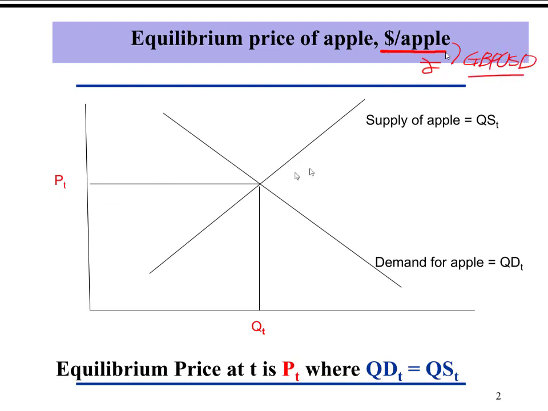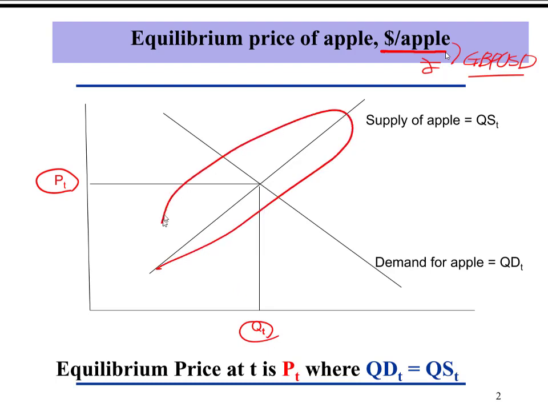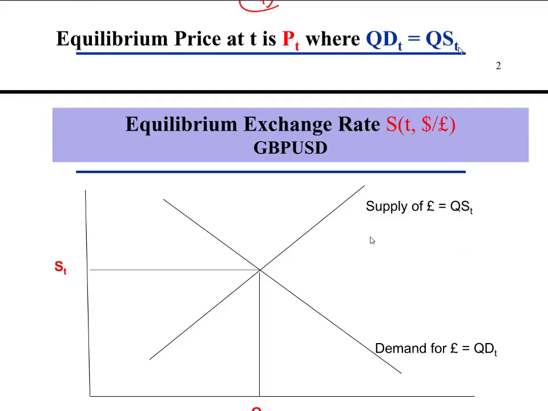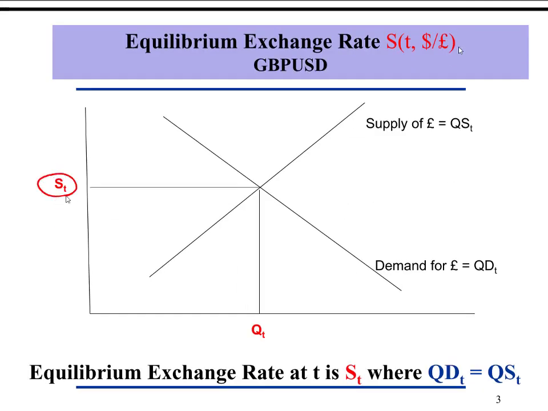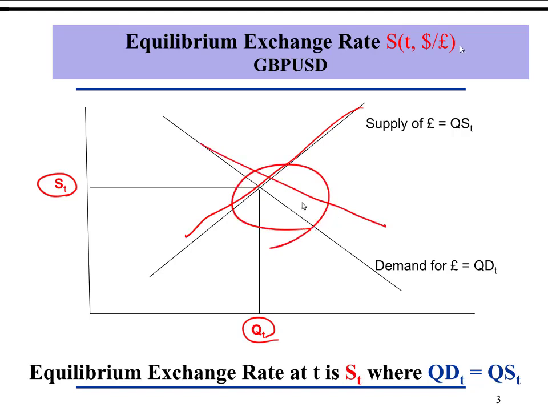And this is the usual supply and demand, price and quantity. We have a supply curve like this and a demand line like this. When the demand curve meets the supply curve, at this point, we have the equilibrium price. Likewise, in the FX market, the equilibrium exchange rate S_t and equilibrium quantity of foreign currency will be determined from the intersection of this supply curve and demand curve, just like the apple case.